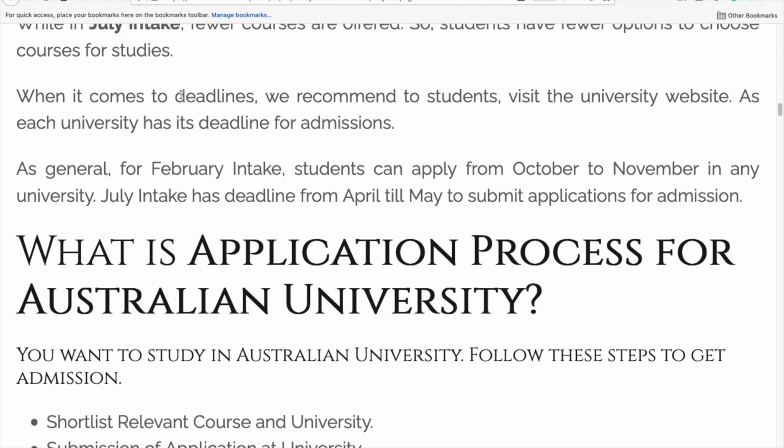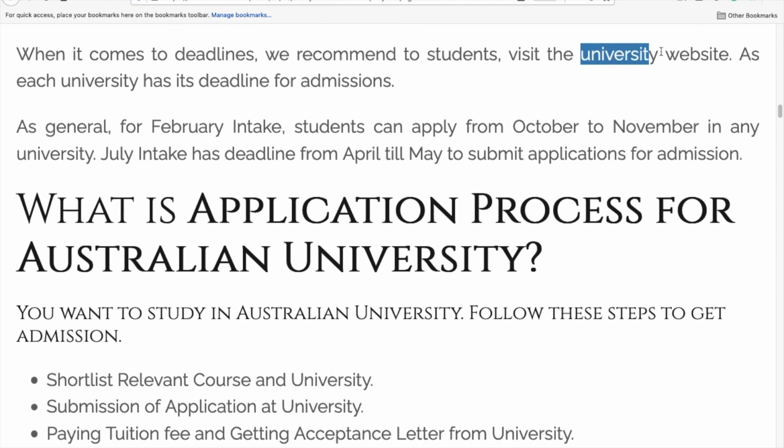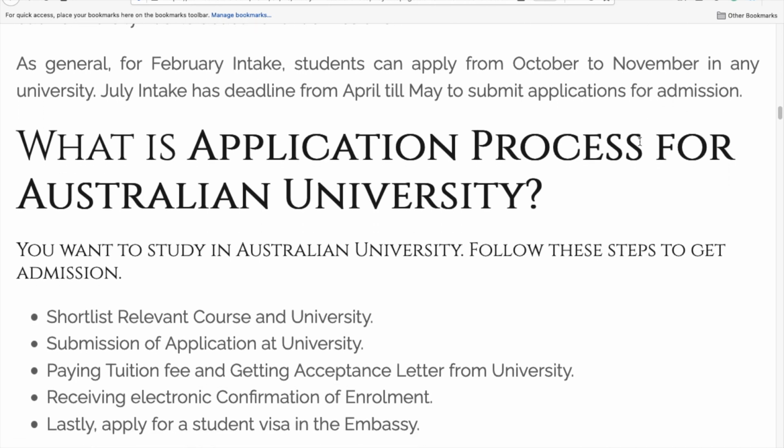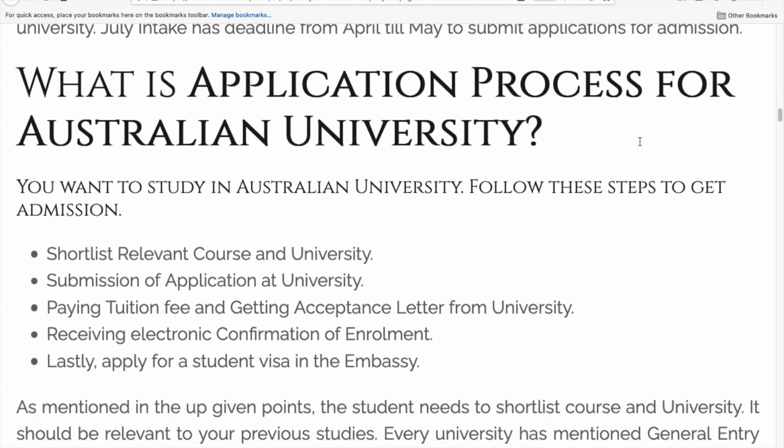When it comes to deadlines, we recommend that students visit the university website, as each university has its own deadline for admissions. In general, for February intake, students can apply from October to November in any university. July intake has a deadline from April till May to submit applications for admission.